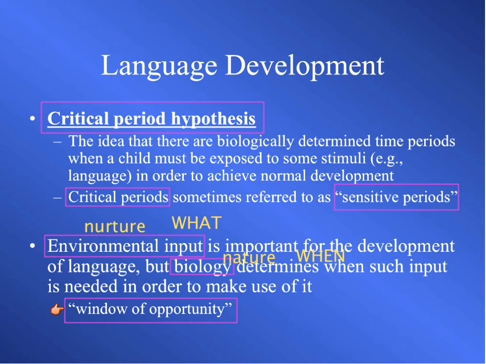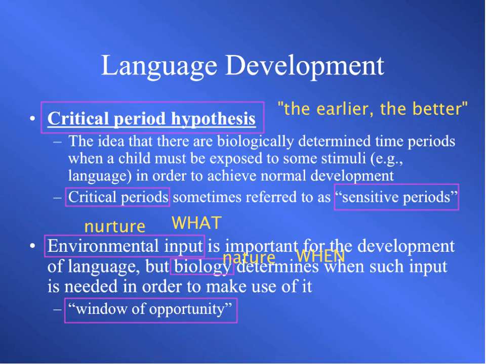The environmental input and the biological input. So the biological piece here is running the clock. It's the timekeeper. And the clock is ticking from the time you're born. And biology determines when you need that. And basically, to give away the answer, biology says the earlier, the better. Okay? The earlier, the better. In fact, I'll even put that explicitly on the slide. The critical period hypothesis basically boils down to the earlier, the better for the development of normal language skills.